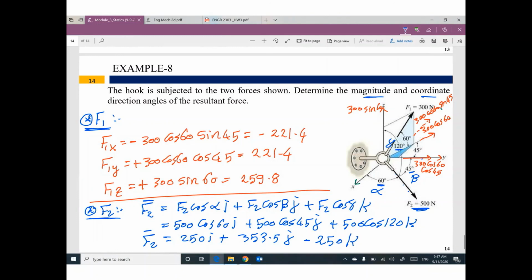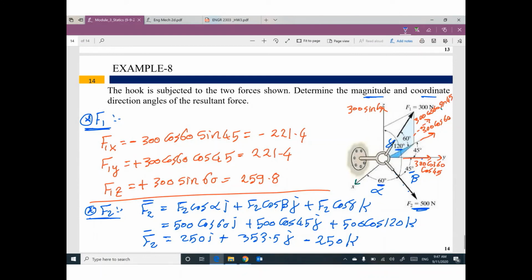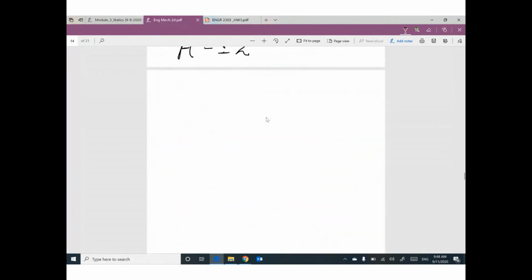This one is the X component. This one is the Y component. This one is the Z component for F2. But we are not looking for components for each force. We are looking for the resultant force. To figure out the resultant force, we need to add all of the X components together, all of the Y components together, all of the Z components together.